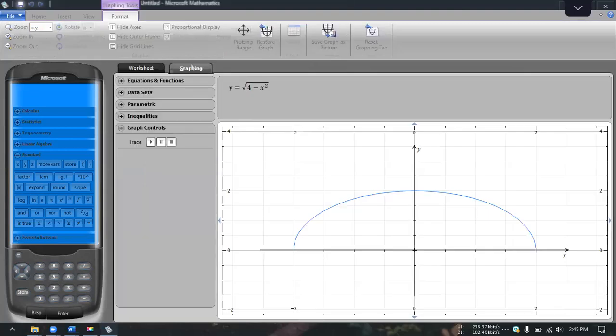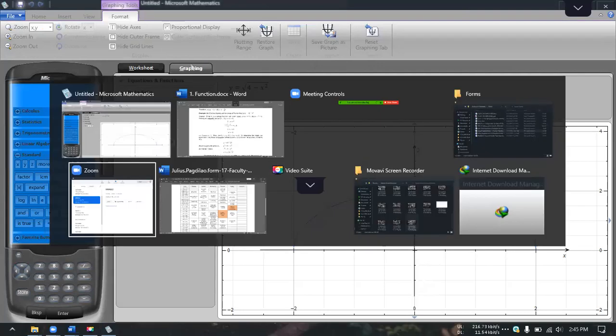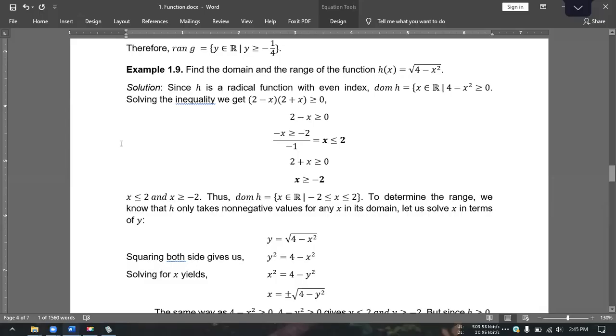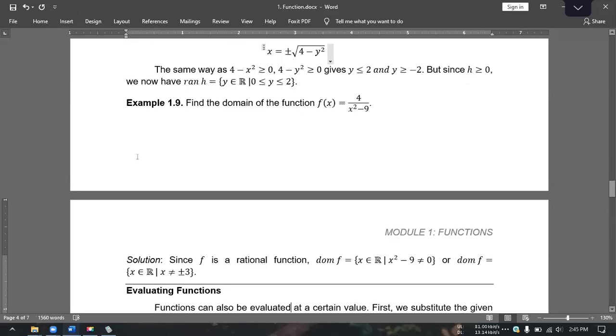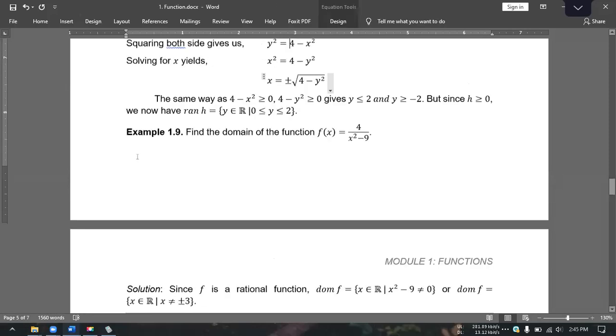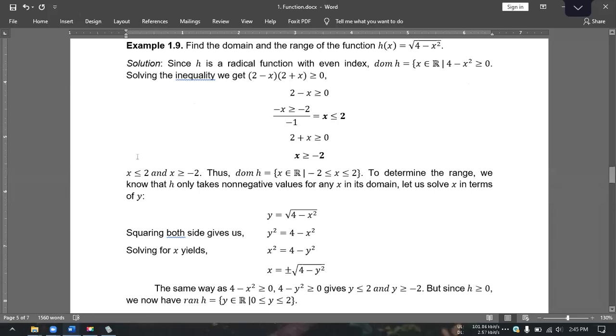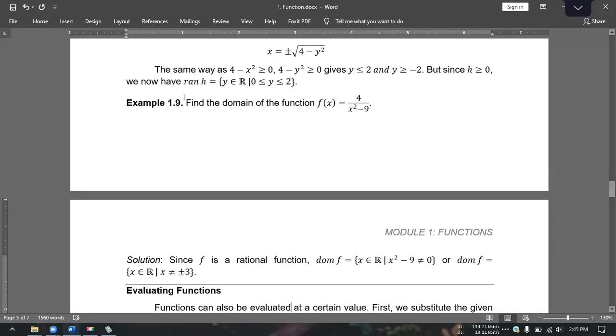So moving on to the others. Okay, 1.9 is done. Ayun, this is 1.10 pala. We have 1.10. Find the domain of the function f of x is equal to 4 over x squared minus 9. So we are just to identify the domain.